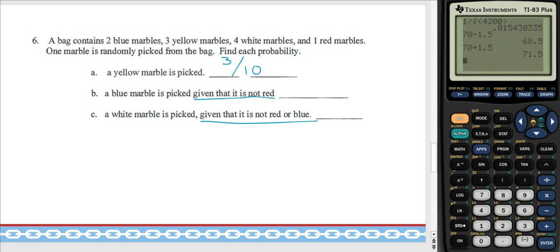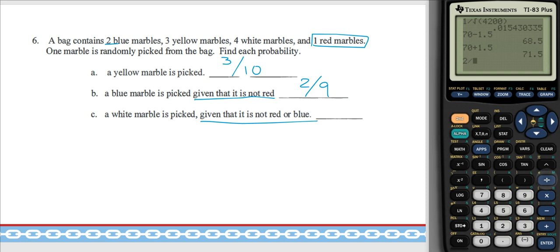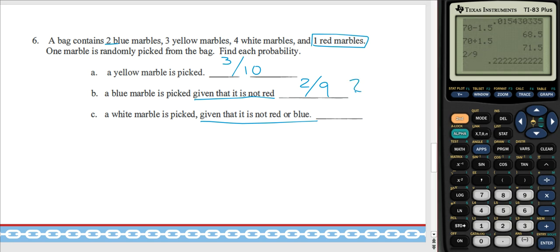So what is the probability that a blue marble is picked given that it is not red? That tells us then that we are removing that red marble from the bag for part B, right? So instead of there being the 10 marbles that we had before, the one red one's been plucked out, so we only have 9. 2 blue marbles out of 9. And depending on the situation, you may want to write these out as percentages, right? This would be 22% chance. This would be a 30% chance, okay?